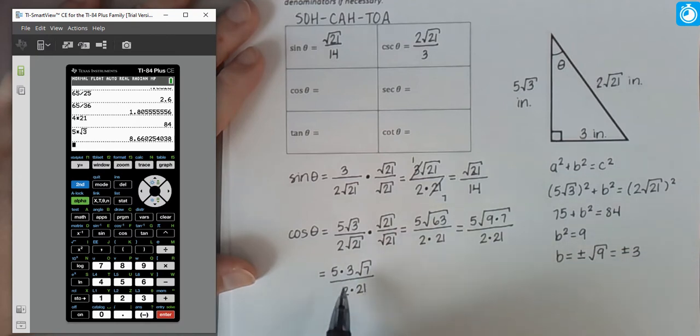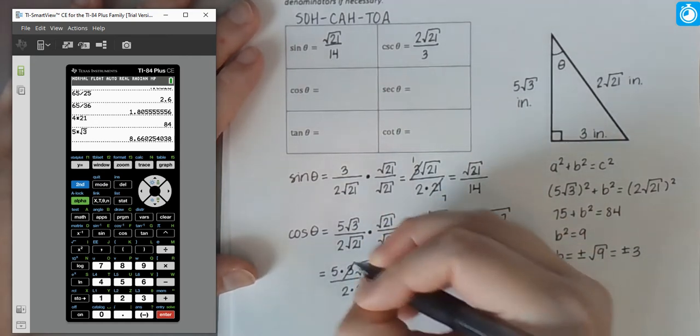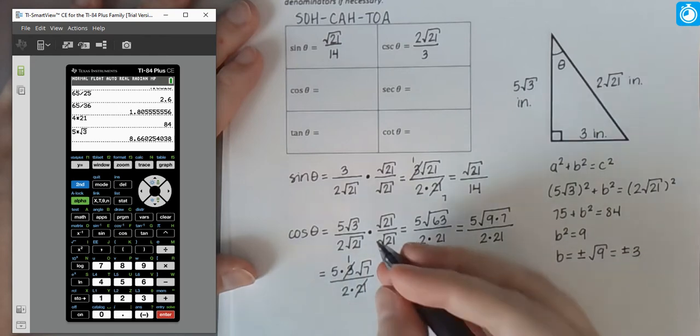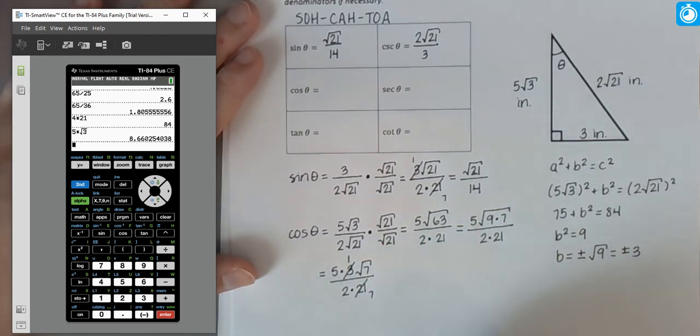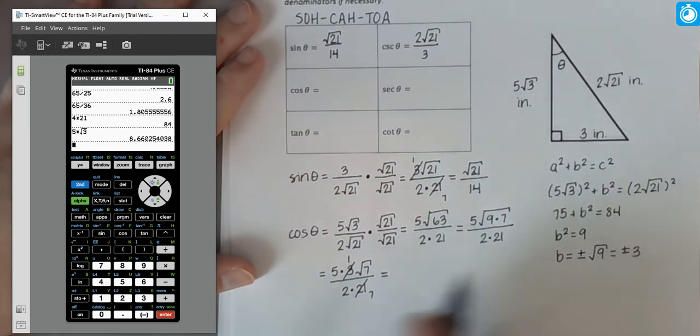Now I need to look at these rational parts. This radical is fully simplified. I don't have any more radicals in the denominator, but I need to look at everything that's rational. So 5, 2, 5, 21, those don't have anything in common. 3 and 2 don't. 3 and 21 do have a factor of 3 in common. So I'm going to divide that out. So 3 divides into 3 one time. 3 divides into 21 7 times. And so that should give me my fully simplified numerator and denominator.